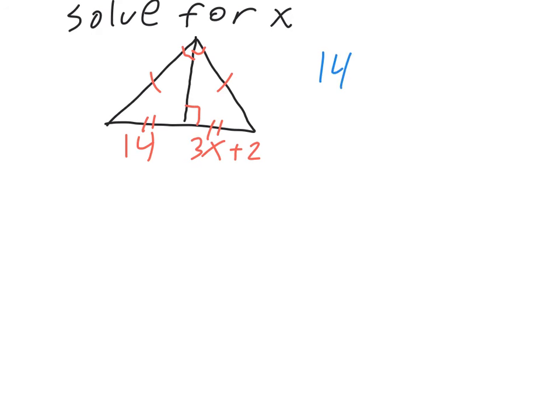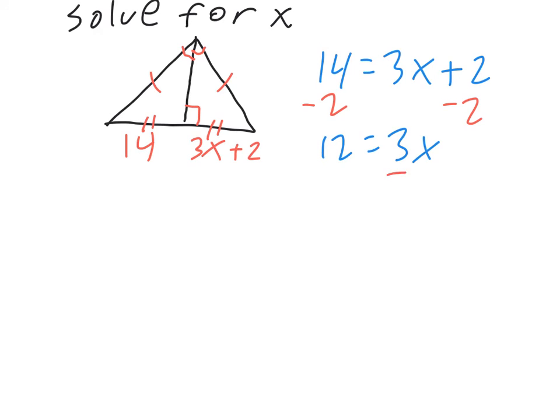So 14 is equal to 3x plus 2. And then subtract 2 from both sides. Gives us 12 equals 3x. Divide both sides by 3. And we have x equals 4.